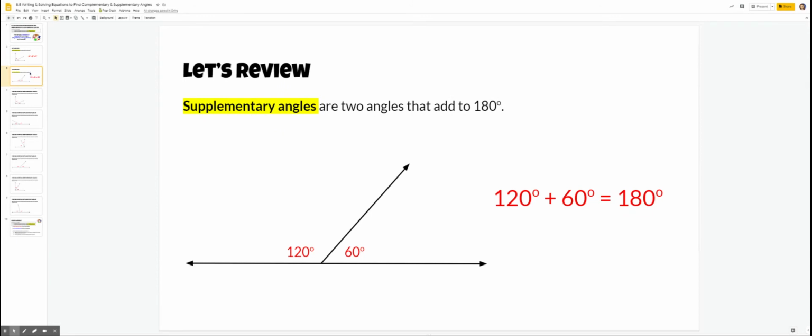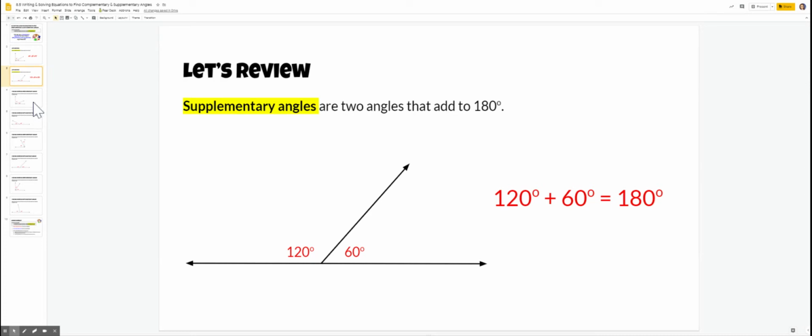You also may remember that supplementary angles have a relationship where the two angles add up to 180 degrees. So if you look at the diagram below, you can see my two angles. The obtuse angle is 120 degrees. This smaller acute angle over here is 60 degrees. And so I can write an equation to show their relationship, and that would be 120 degrees plus 60 degrees equals 180 degrees. And it's important that we have that equal sign there because otherwise it's not an equation.